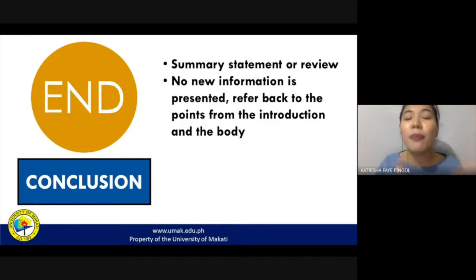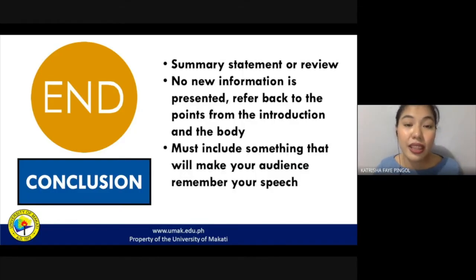Always go back to the main points, main arguments, starting from the introduction up to the body. So what can you do? You can restate your thesis statement or your main big idea and then go back and summarize all of the important ideas, evidences, and claims that you have presented in your body. Now, aside from that, since it's already the ending, we don't want to make it boring for our listeners or our audience. So what can you do? You have to make sure that even your conclusion is something memorable. It's going to be remarkable. So what does it mean? It has to include something that will make your audience remember your speech.